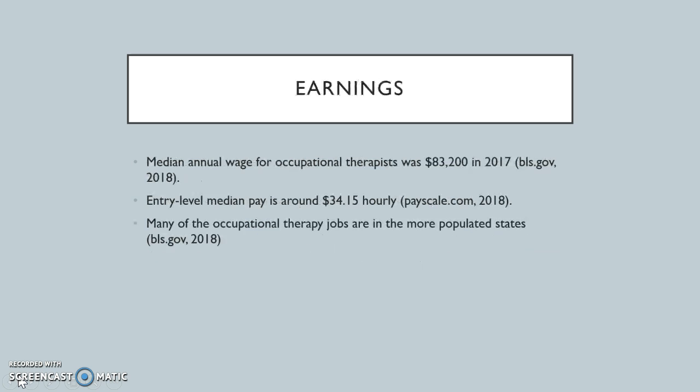Earnings. So the median annual wage for occupational therapists was around $83,200 in 2017. I believe the top 10%, once they're there for a long time, with location as well, it's up to making more than $120,000, and the lowest 10%, depending on location as well, experience, and even starting up in occupational therapy, it could be less than $54,000. And yeah, the entry-level median pay is around $34.15 hourly.